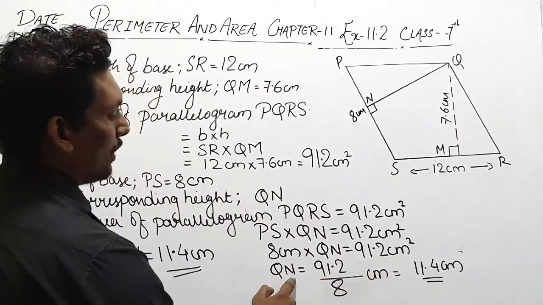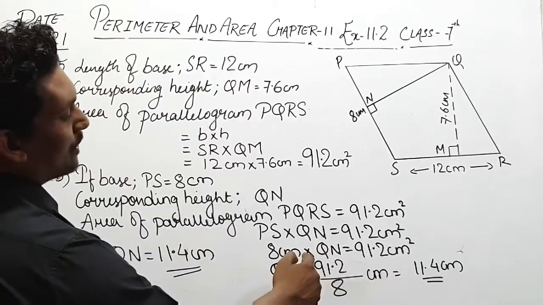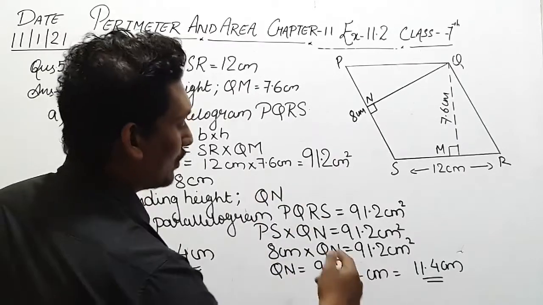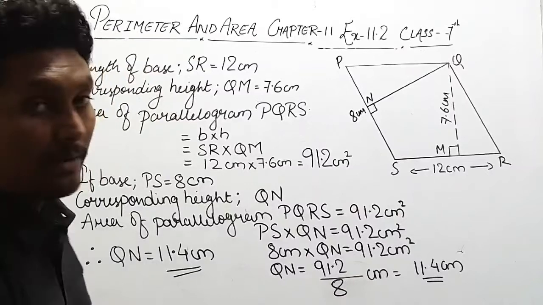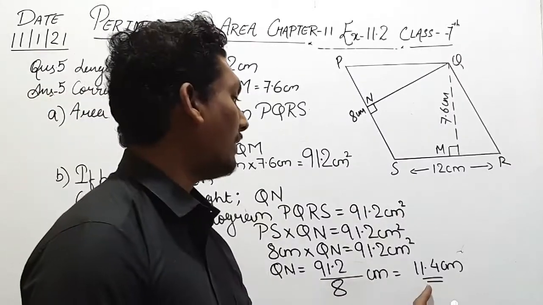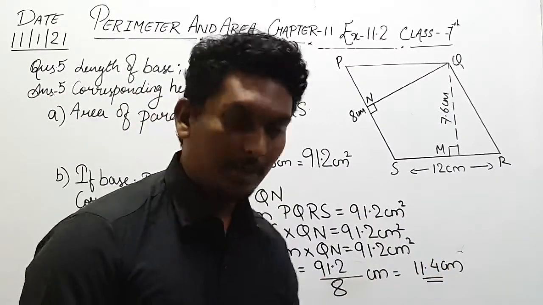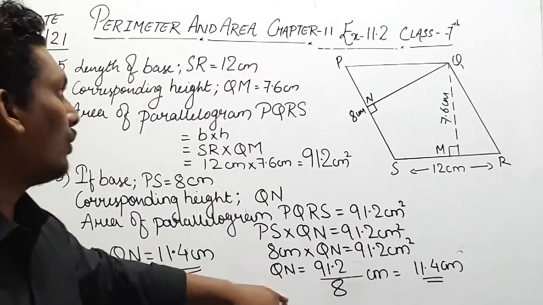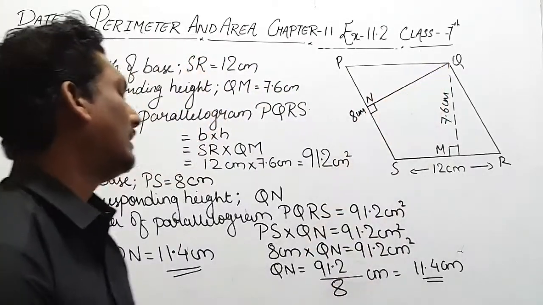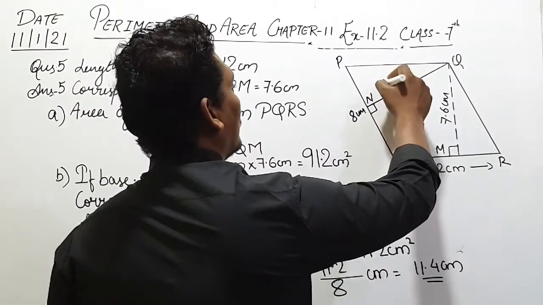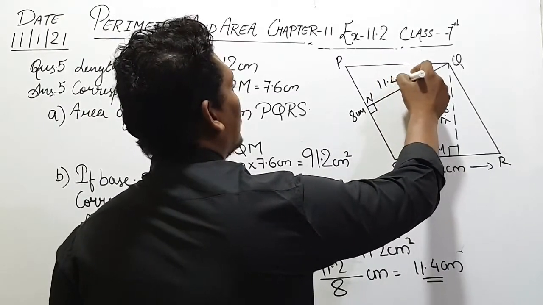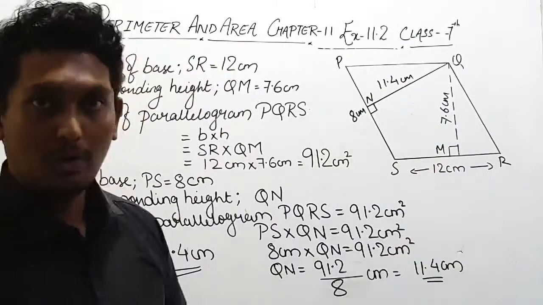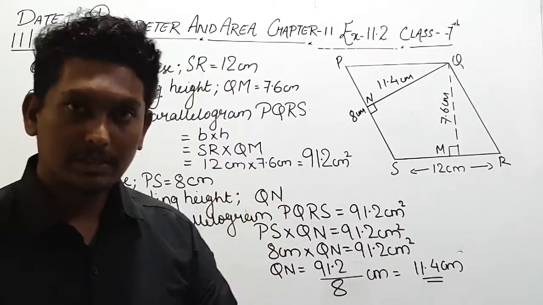So for finding QN, here it's a multiplication. For finding one, we have to do the division. So 91.2 divided by 8, you will get 11.4 centimeter. So our QN, the height is 11.4 centimeter. Hope the figure is clear to you.